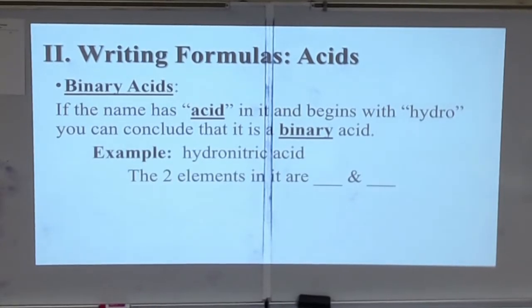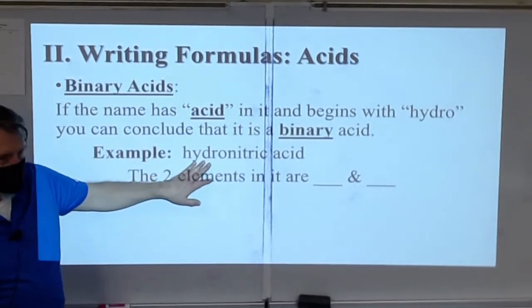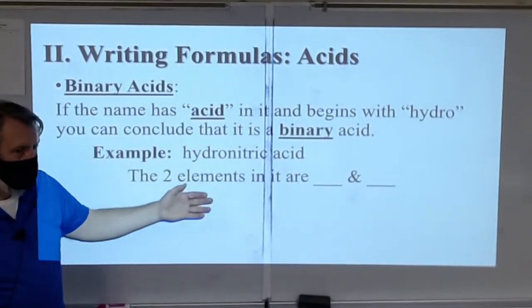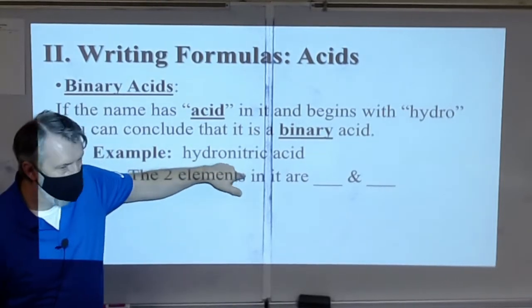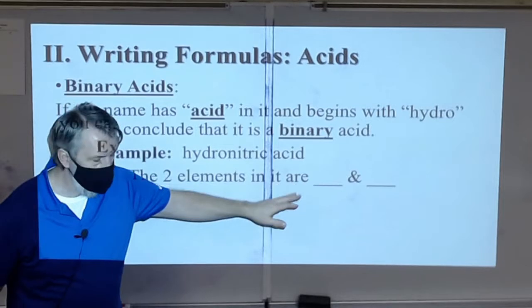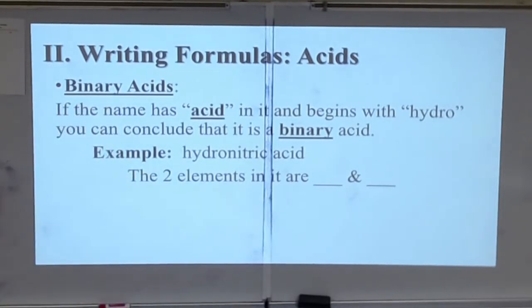Hydronitric acid. Two elements here. So the hydro tells me it's going to be hydrogen, because all acids are, plus nitric is going to be nitrogen. So the two elements are hydrogen and nitrogen. Hydronitric.